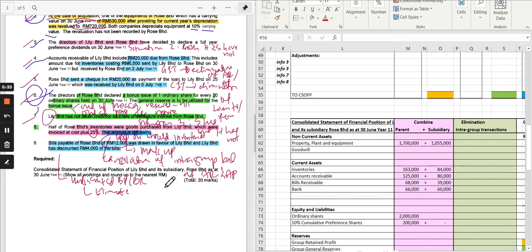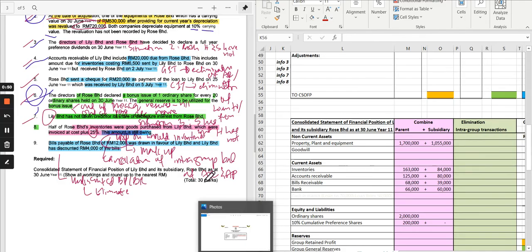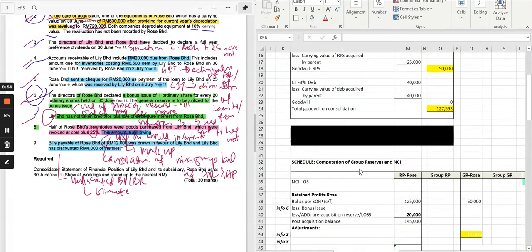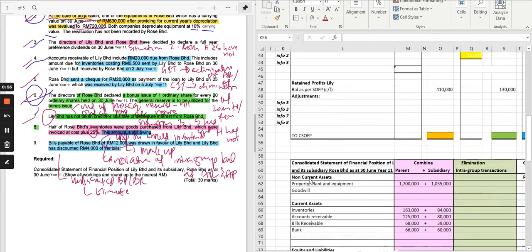Okay, so we are now in step number 3, and in the 2 earlier videos you can check, I have already shown the preparation of the template as well as workings and all the consolidation journal entries. So in this video we're going to prepare the workings for our computation of reserve and NCI, and to complete the consolidated statement of financial position.